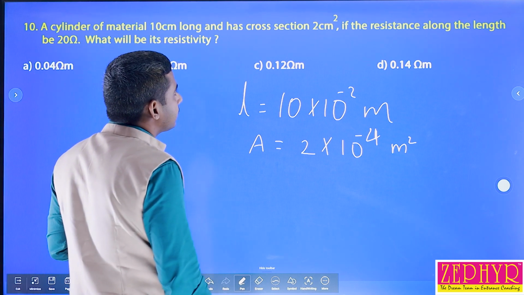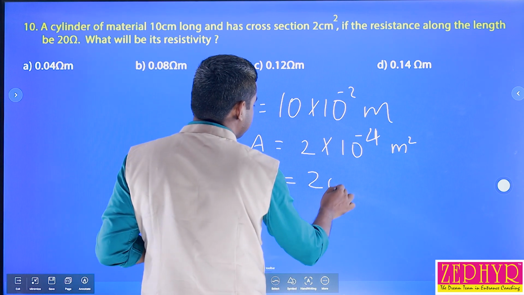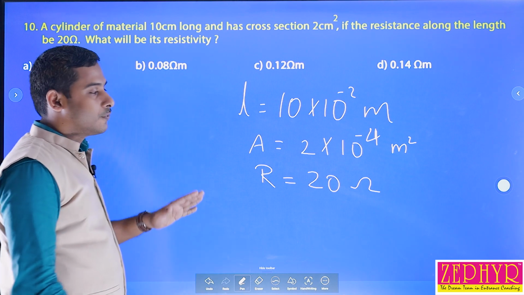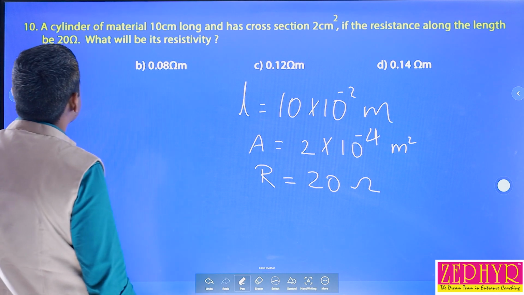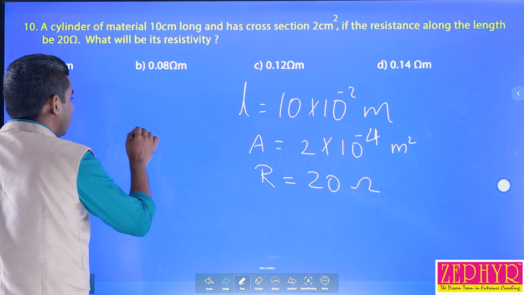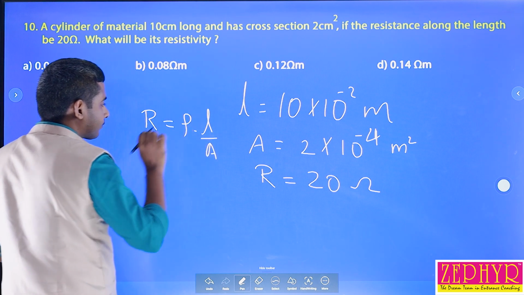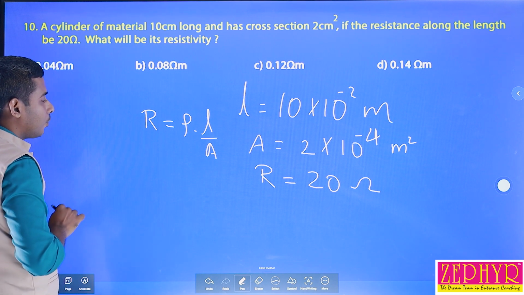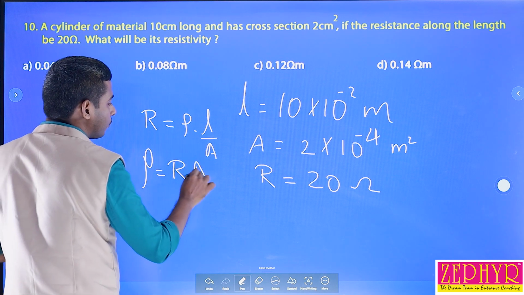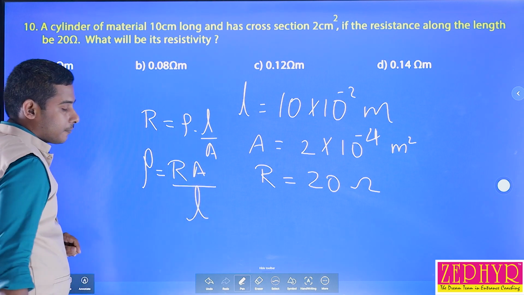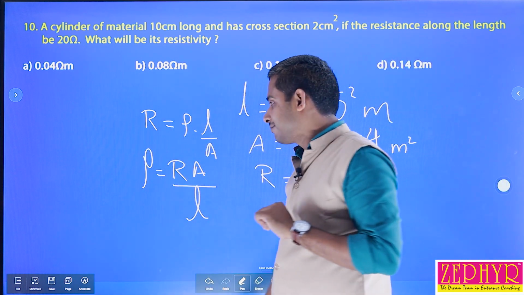Then they are saying resistance. Resistance will be 20 ohm. Okay, resistance will be 20 ohm. So we have to calculate resistivity. R equal to rho into L by A. Students, R equal to rho into L by A. From this we can say rho equal to R A divided by L. What is rho? R into A divided by L.